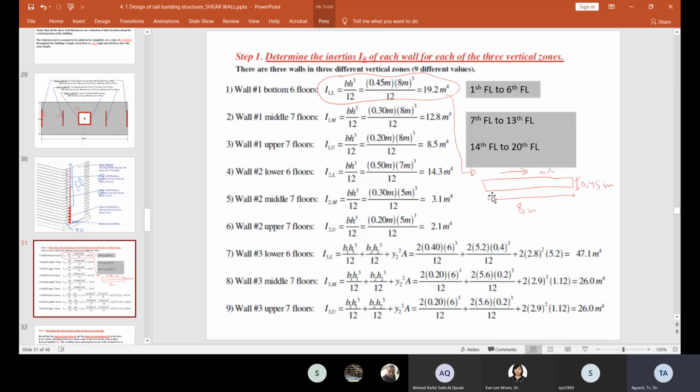So for wall number 1, they have B 0.45, H is 8 meters, so they have 19.2 meter to the power of 4. This is at the bottom part, the middle 7th floor. So it means bottom 6th floor, actually from level 1.